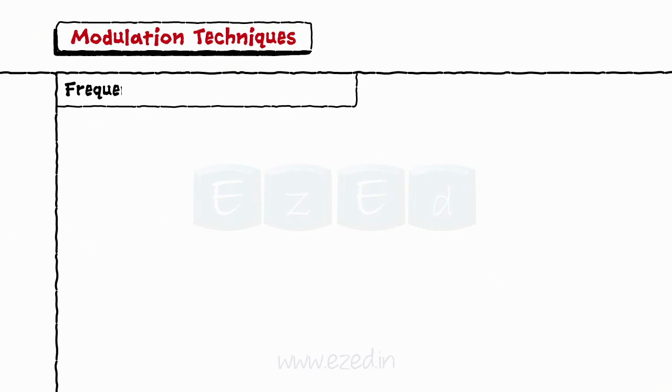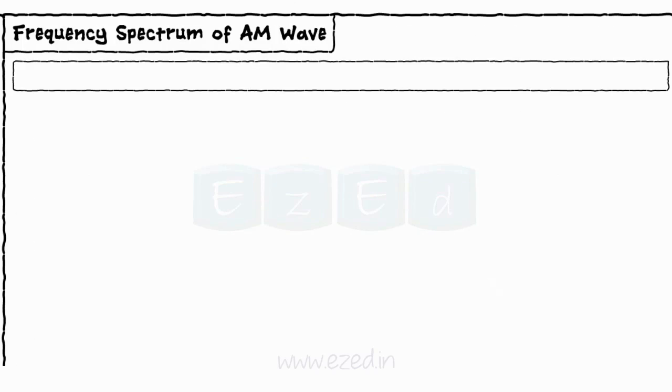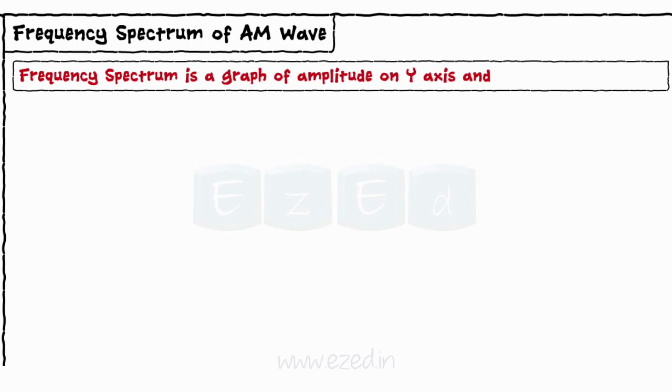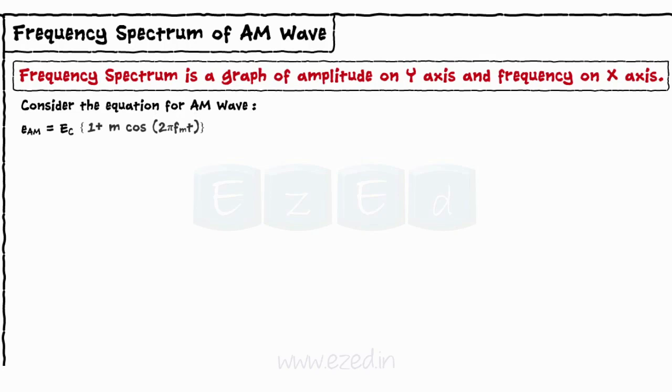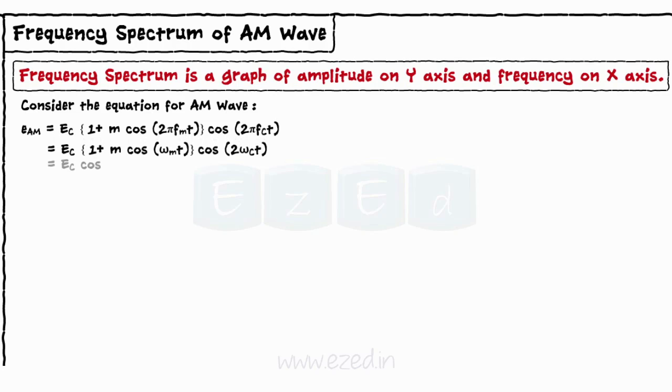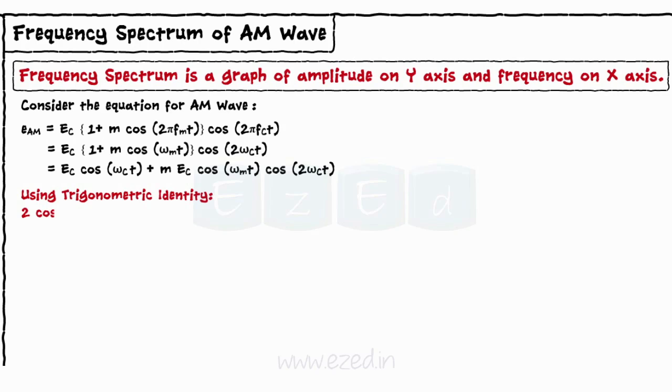Now let us see the frequency spectrum of the AM wave. Frequency spectrum is a graph of amplitude on the y-axis and frequency on the x-axis. Consider the equation of the AM wave. On simplifying, using the trigonometric identity 2 cos A cos B equals cos(A plus B) plus cos(A minus B), we get the equation.